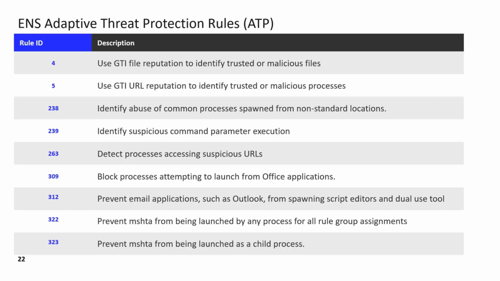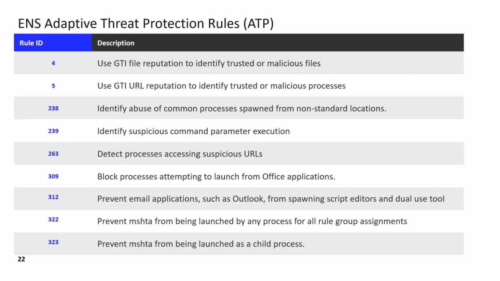Rule 312, prevent email applications such as Outlook from spawning script editors and dual-use tools. This is related to MITRE technique 1204 once again, which is user execution. Spam emails are common initial attack vectors being utilized by malware authors. This rule will help detect suspicious use of email applications by preventing the launching of uncommon processes.